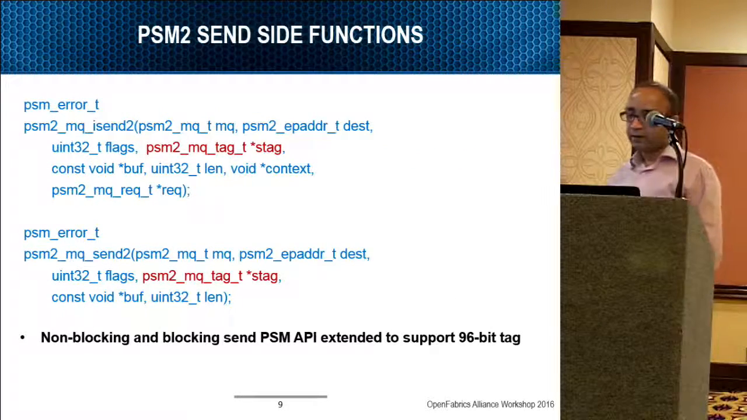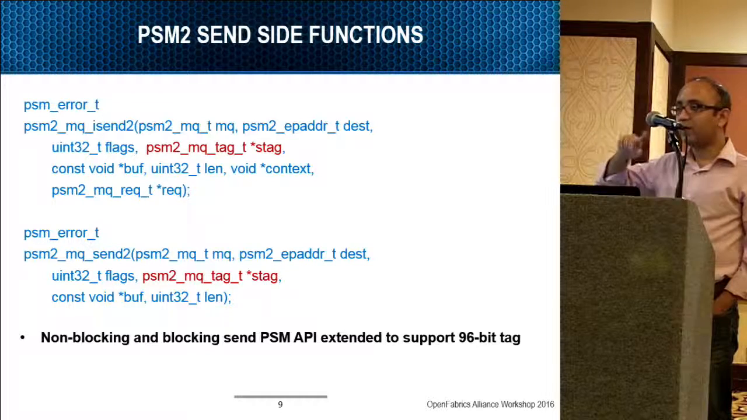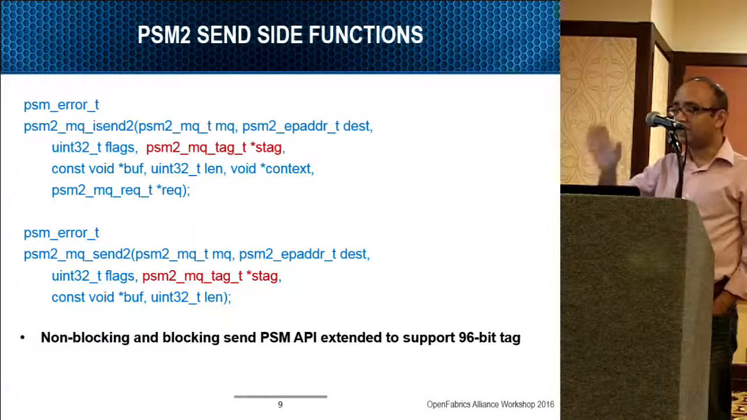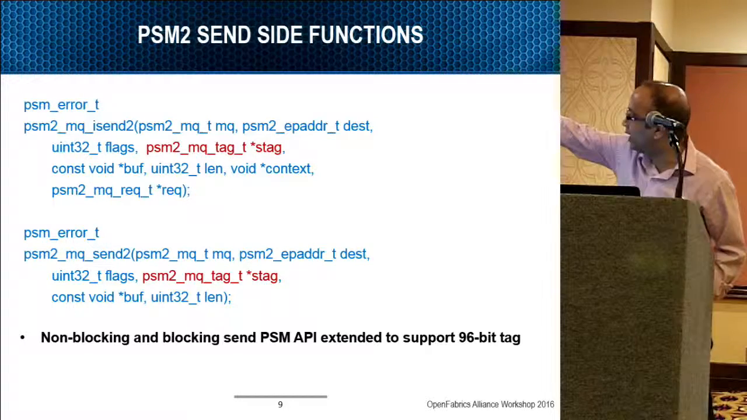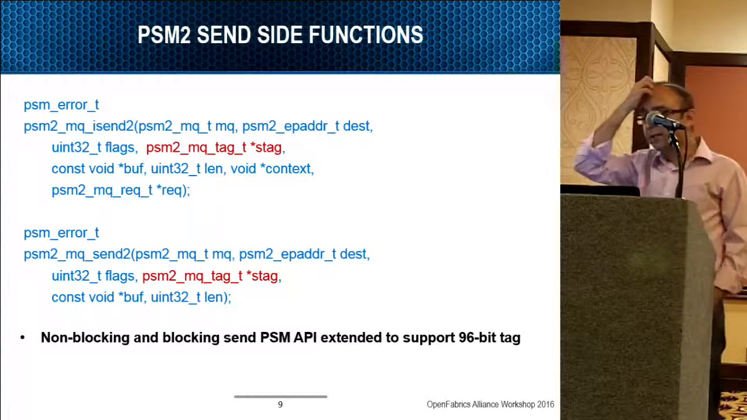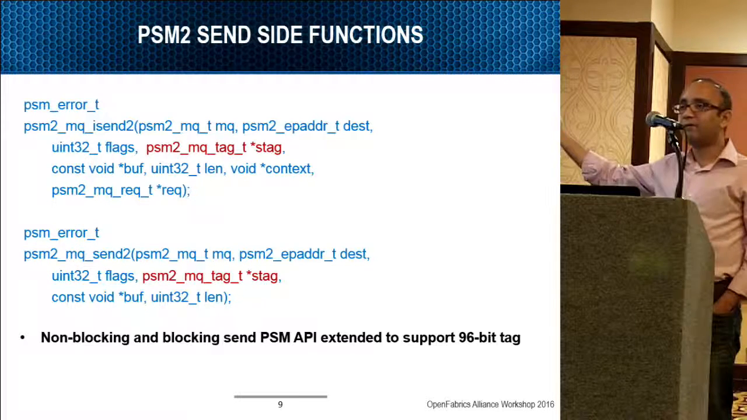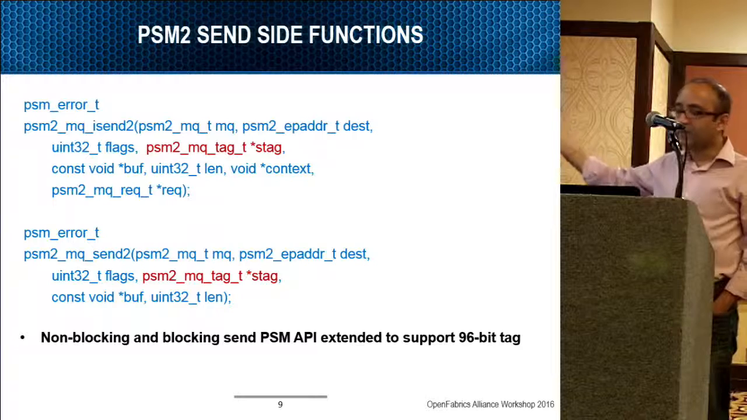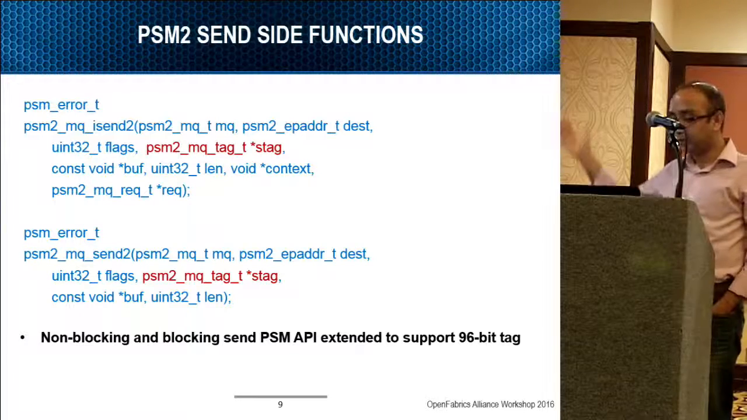So, for example, and by the way, the way to tell if it's a PSM1 or a PSM2 API, the previous generation versus the new generation, is that 2 at the very end. You see, I send 2. That's the new stuff. So the thing highlighted in red would be a 64-bit value in the previous API. Now it's a 96-bit tag. And so this is an example of a non-blocking send or a blocking send that uses the 96-bit tag.